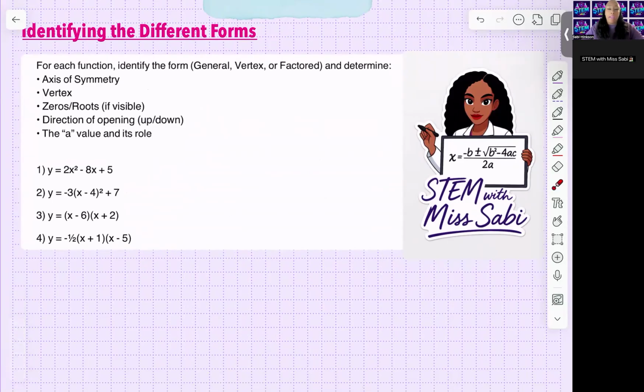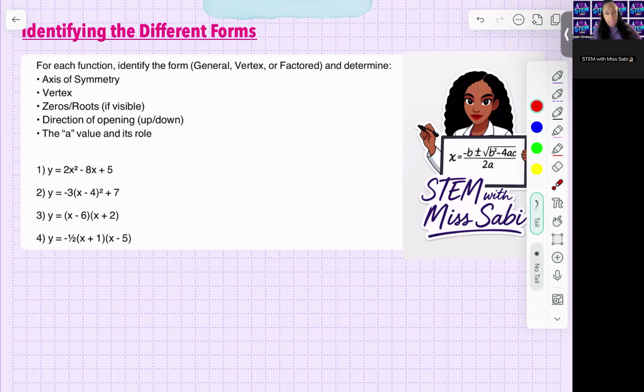I made these exercises for my daughter. I definitely won't be doing all of these on video because this would end up being like a 6-hour video, so I'm just going to do some of the things. But it's important to be able to identify what form you have so that when you're going to your memory aid, you know what section to go in to look for your stuff. So for each function, identify the form: is it general, vertex, or factored? And determine the axis of symmetry.